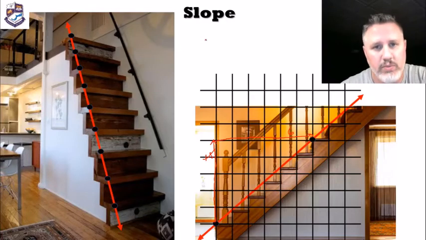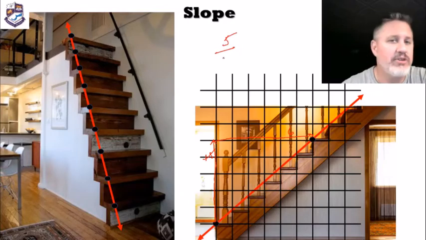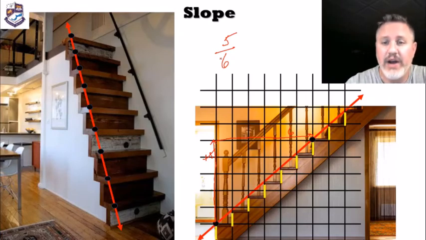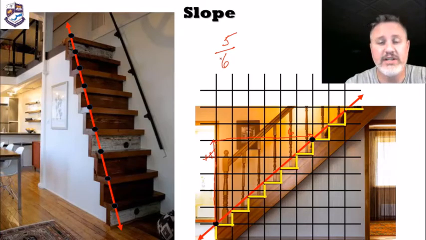That is slope. So how much did I rise? I rose 5. And how much did I run? I ran 6. So we could say the slope of this staircase is 5 over 6. All right? And we can call these things the risers, and we can call these things the runners. That's really what they're called.